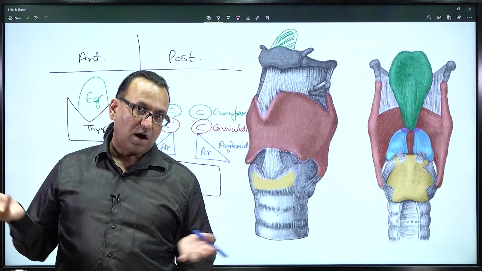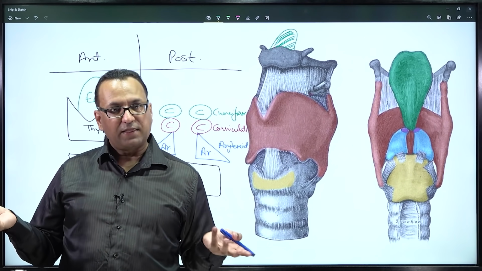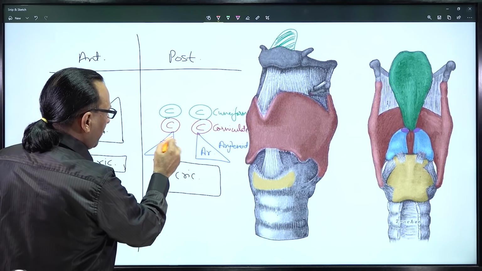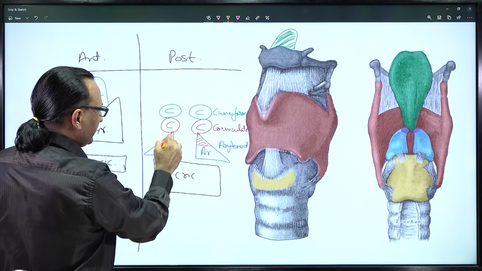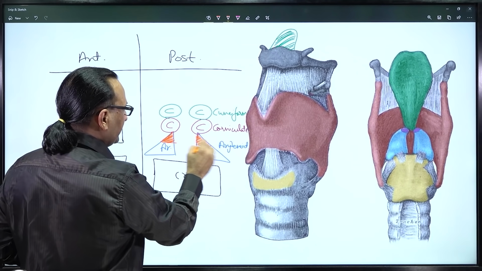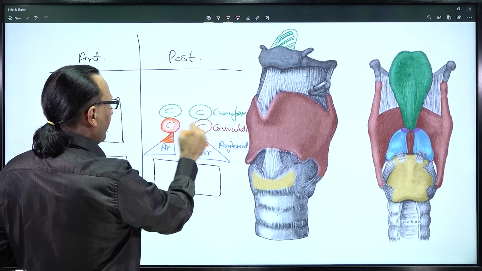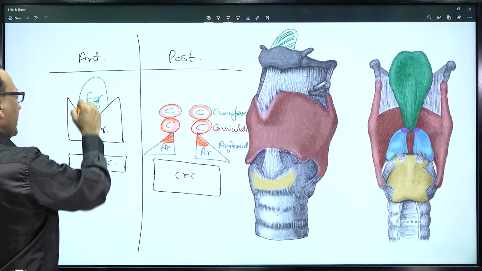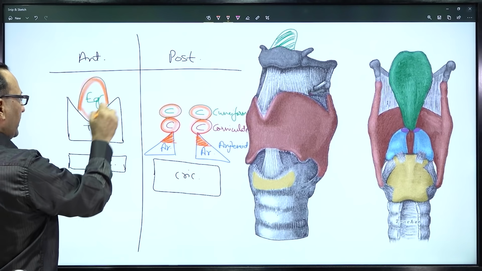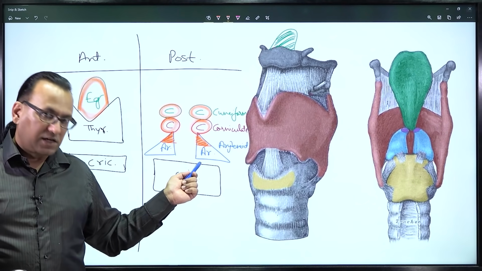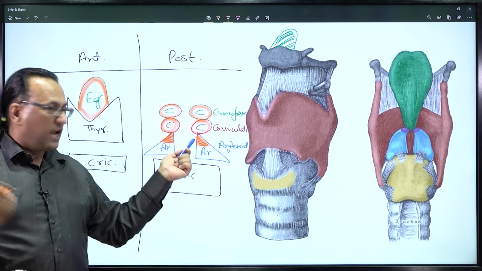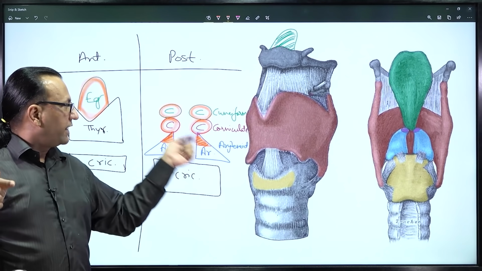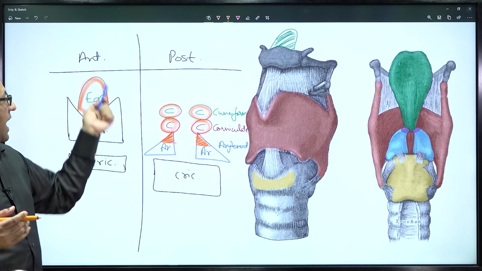So which few are not hyaline? And if they're not hyaline, then what are they? Let me shade the area now. The tip of the arytenoid cartilage is actually elastic cartilage, and so are the corniculate and the cuneiform, and also the epiglottis. Means what are they? They are elastic cartilages. Who all is elastic cartilage? Tip of the arytenoid and the corniculate, cuneiform, and the epiglottis.